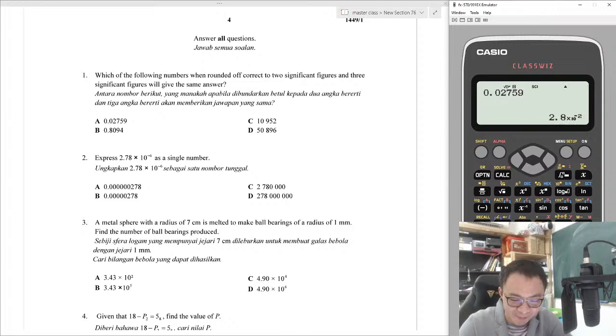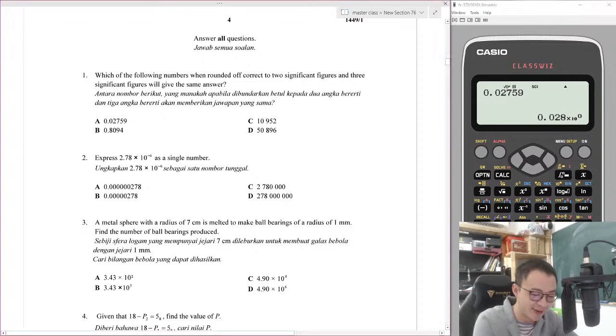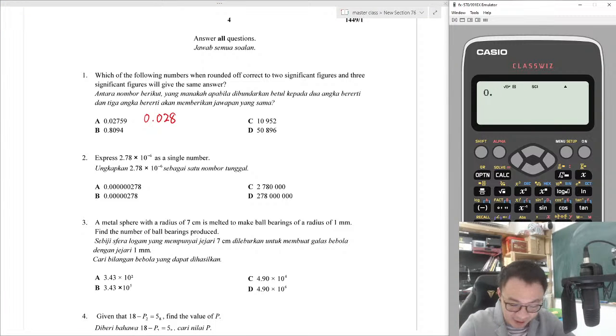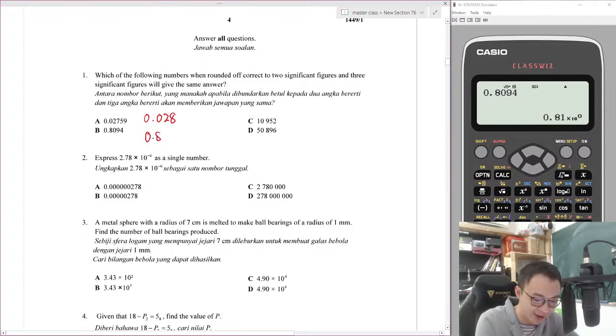0.02759. Then the calculator will round off for me. If you do not know how to read this, you just need to do shift ENG until it shows 10 power of 0. Then you know that rounded to two significant figures it is 0.028. Same idea for 0.8094. I type enter, and the calculator rounds off. If you can't read it, shift ENG until 10 power of 0. That means this one is 0.81.